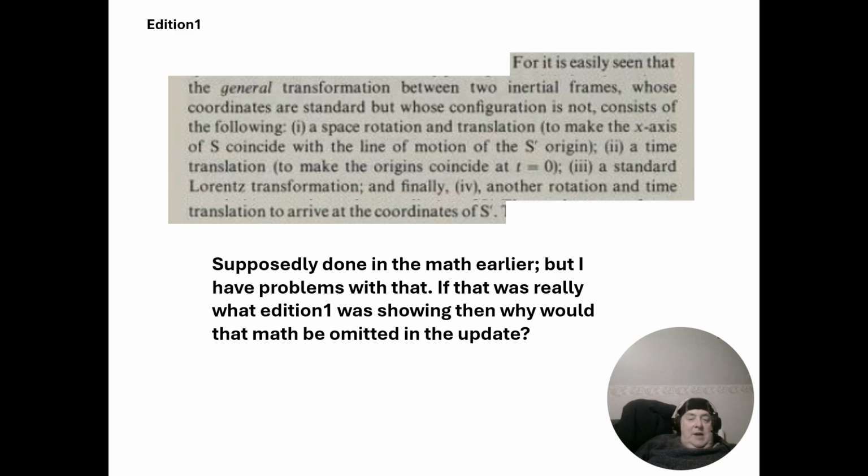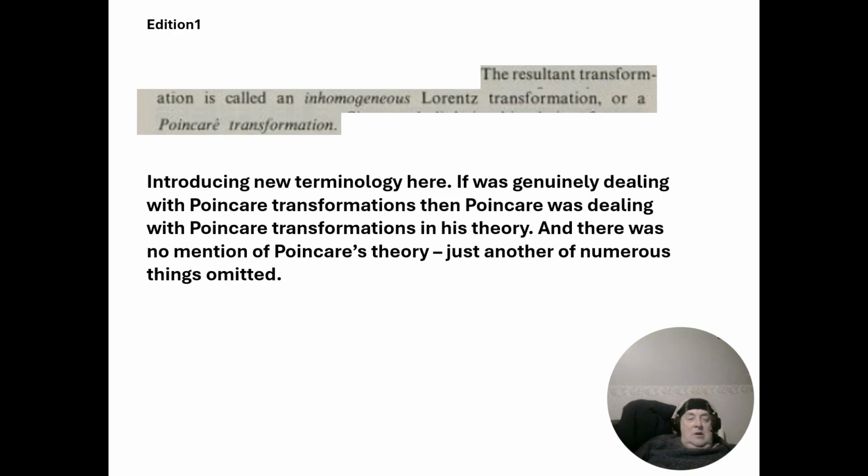So edition 1 carries on to say the following, which is not in edition 2. "Once again, it is easily seen that the general transformation between two inertial frames whose coordinates are standard but whose configuration is not consists of the following properties." And that's supposedly all done in the maths earlier, but I have problems with that. If that was really what edition 1 was showing, then why would that maths be omitted in the update?